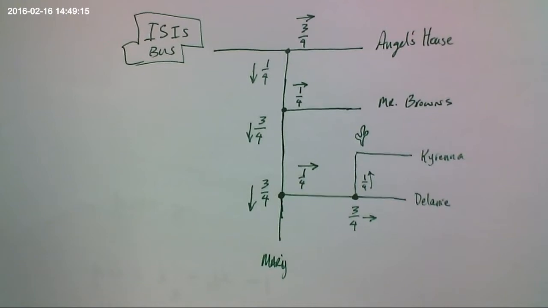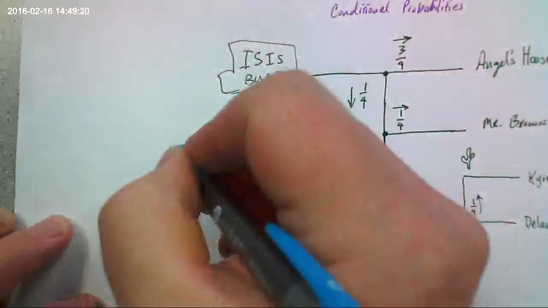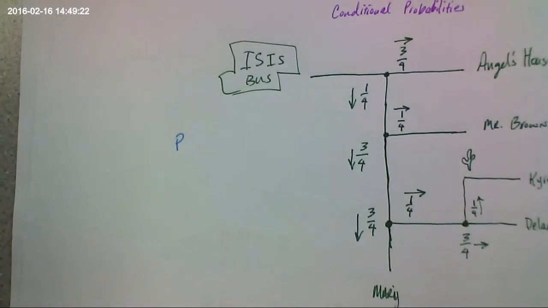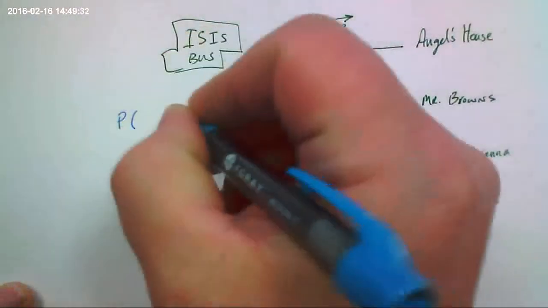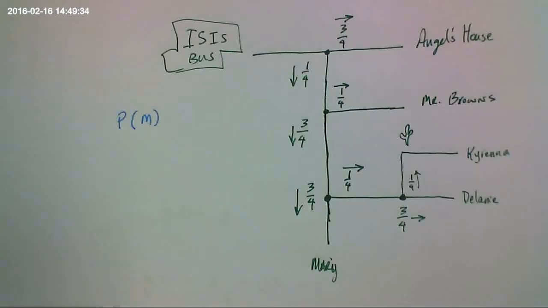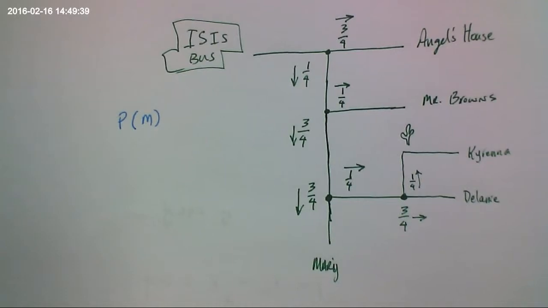All right, Ollie. You ready? Here's what we got to figure out. Like, what's the probability in this situation? I'm just going to put some up here. What's the probability that, well, we already know Angel's got a 3/4 probability. What would be the probability then that Maricela gets it right now? She's going to poof. What would that be?